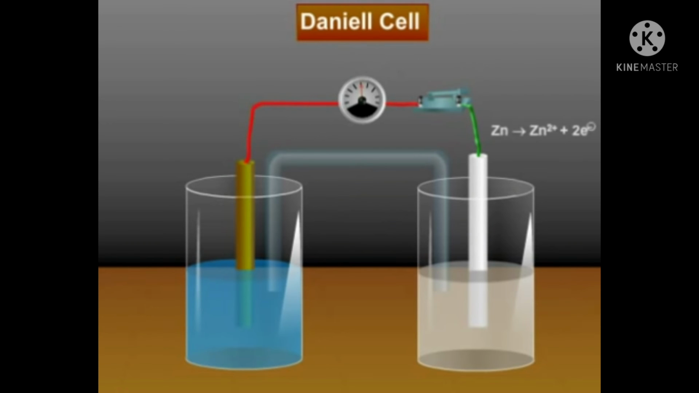Let me write down the reaction that takes place at the zinc electrode. So, as you can see, zinc gets oxidized and acts as anode. Now, two electrons are released in the process. These two electrons are then transferred by the wires to the copper electrode, where they are absorbed by the Cu2+ ions to form copper. So, copper electrode acts as a cathode, and here is the reaction that takes place at the cathode.